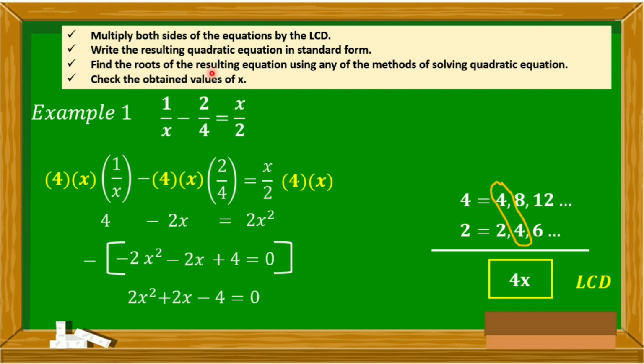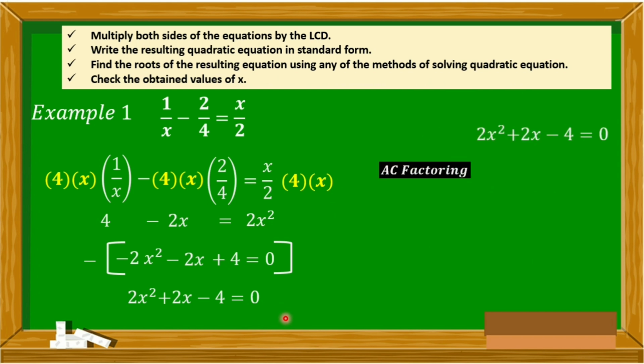Then next, punta tayo sa step 3. Find the roots of the resulting equation using any of the methods of solving quadratic equations. So here, I will use factoring method. So I will use the AC factoring technique. Okay, sa unang gagawin natin, gagawa lang tayo dito ng yan. So, itong dalawang 2x ay galing dito. Okay, maliban dito sa exponent, hindi niyo yan kailangan ilagay dyan. Pagkatapos, gagawa tayo ng x. Okay, bakit tinawag na AC factoring?